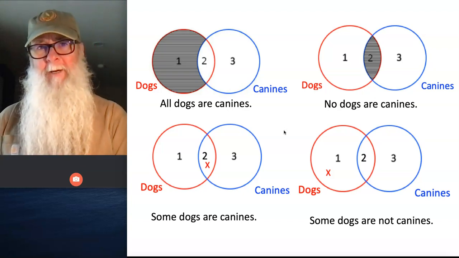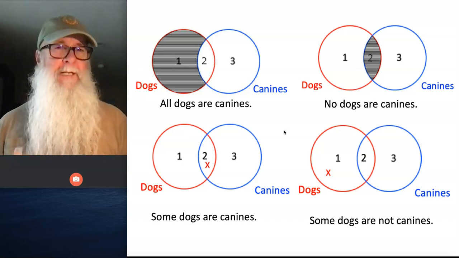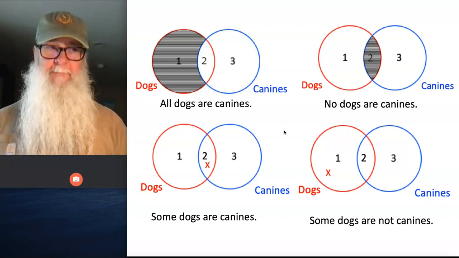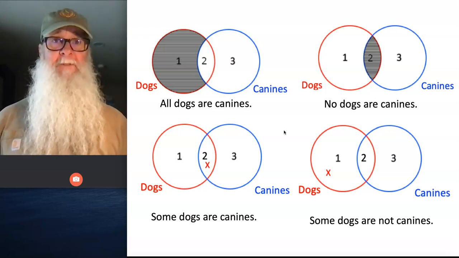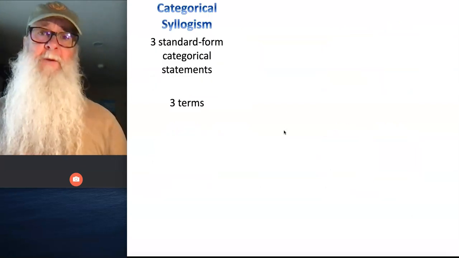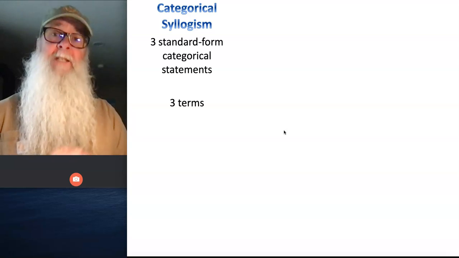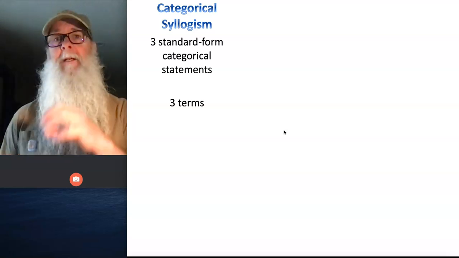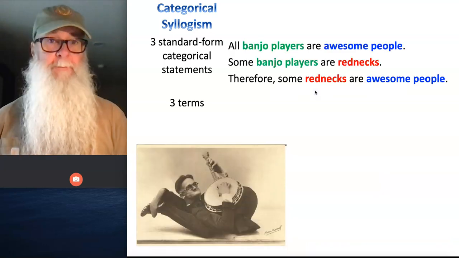What's important to remember about Venn diagrams is that they don't prove those statements true. They simply illustrate what those statements look like visually when they're assumed to be true. And we've been using Venn diagrams to test arguments for validity, and we're going to continue to do so. Except now we're working with categorical syllogisms, which are arguments that are comprised of 3 standard form categorical statements that include 3 terms. So we might have a categorical syllogism like this one.